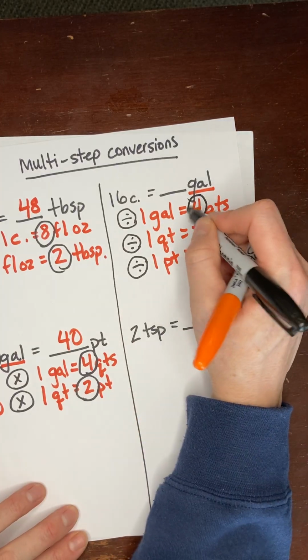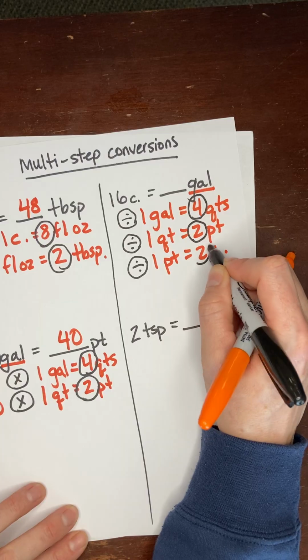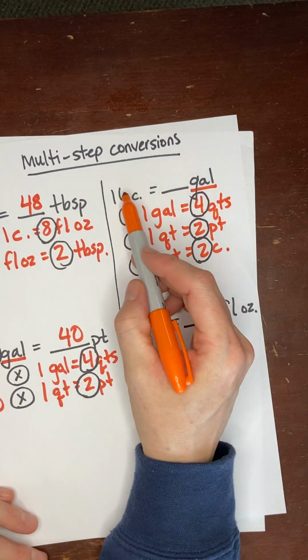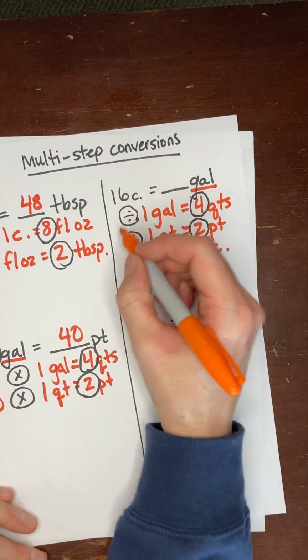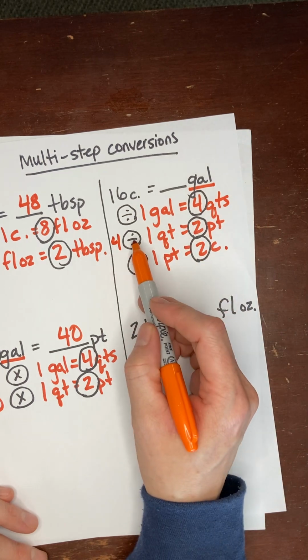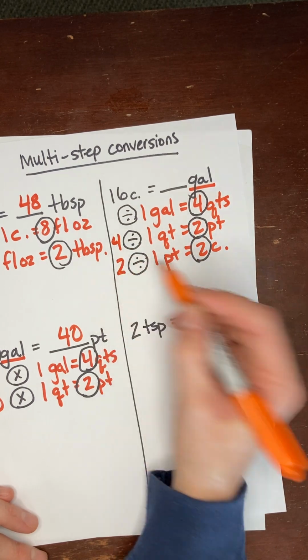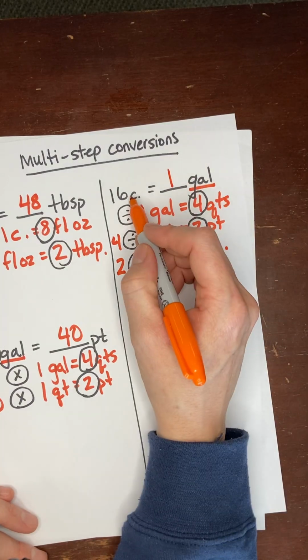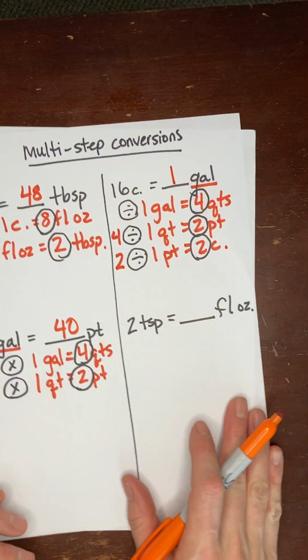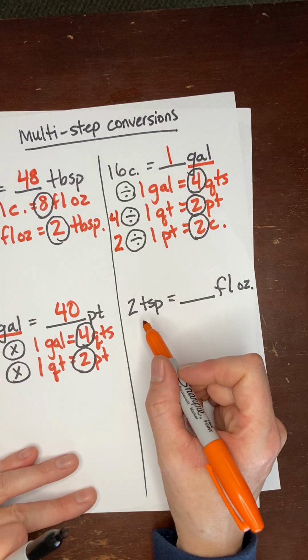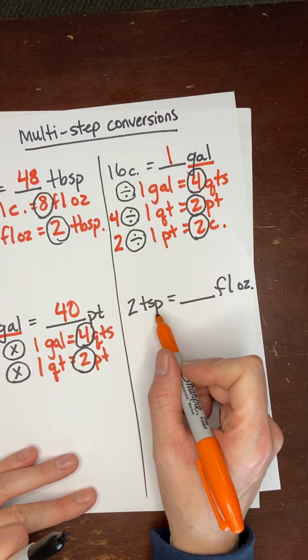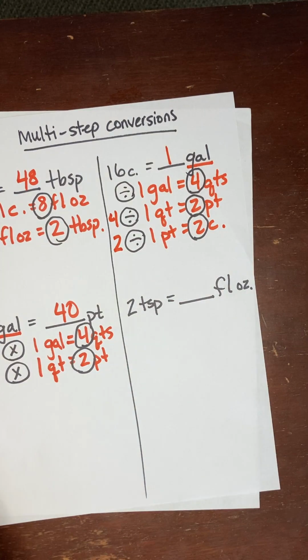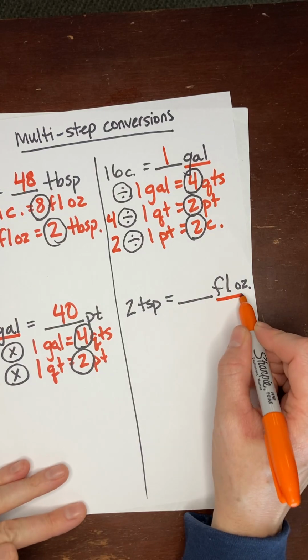Okay, here's my conversion factor. So I'm going to do 16 divided by 4, which is 4. 4 divided by 2, which is 2. 2 divided by 2, which is 1. So 16 cups equals 1 gallon. Okay, last one. We've got 2 teaspoons equals how many fluid ounces? Well, which one's bigger? Fluid ounces are bigger.